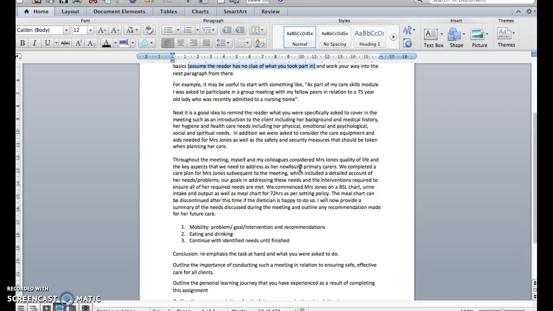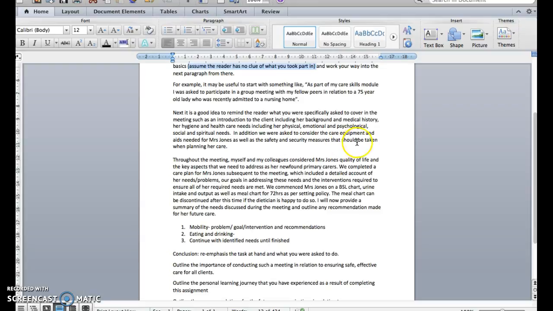In addition, we were also asked to consider the care equipment and aids needed for Mrs. Jones. Please refer to your marking scheme for that, as well as safety and security measures that should be taken when planning her care. Again, mentioning this alone is like the use of buzzwords. It can get you points, but it might be no harm to further evolve when you're discussing the needs here and talk about, for example, under safety, you could mention that Mrs. Jones was orientated and you ensured the call bell was in situ while she was in bed for safety reasons.